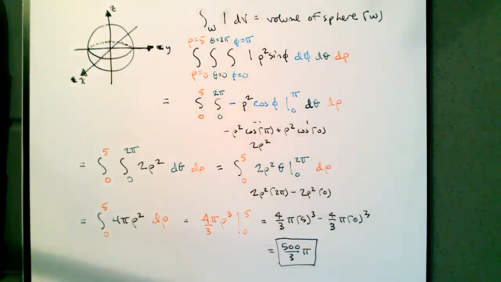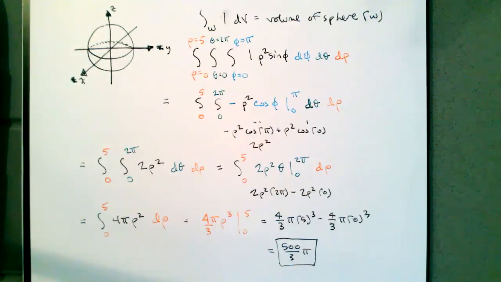The point wasn't coming up with 500 pi over 3. We already knew that. We wanted to verify that this line of thinking will work in at least one case, and then we can start applying this to other things.